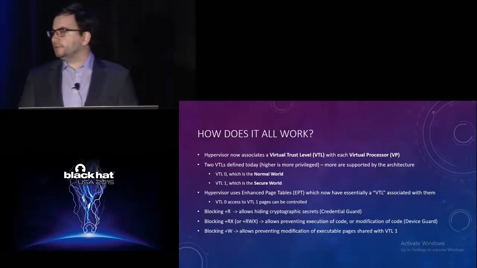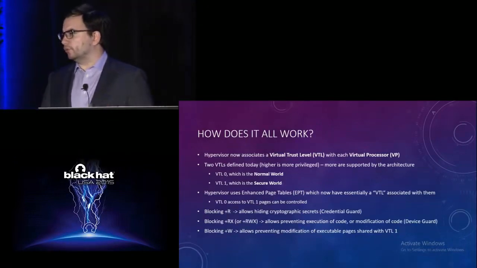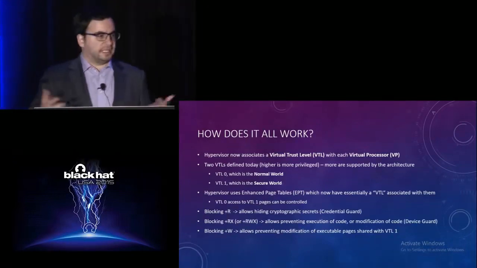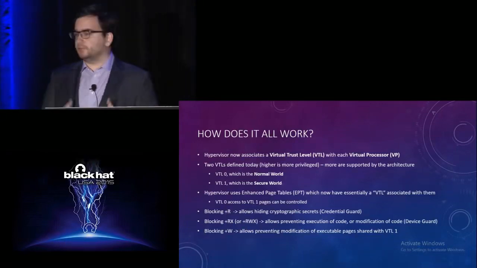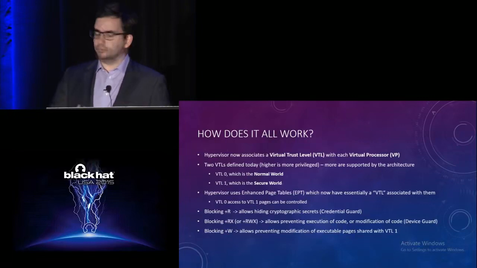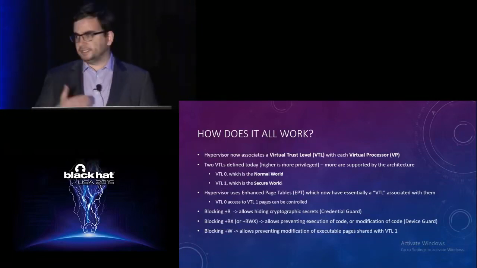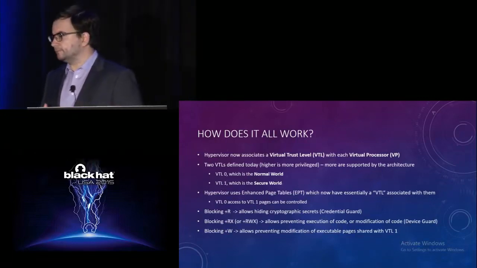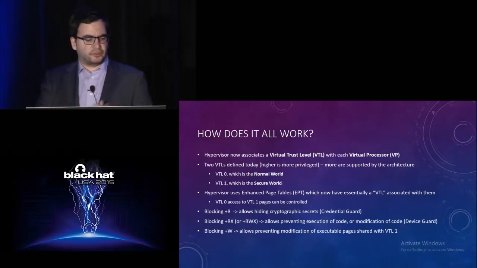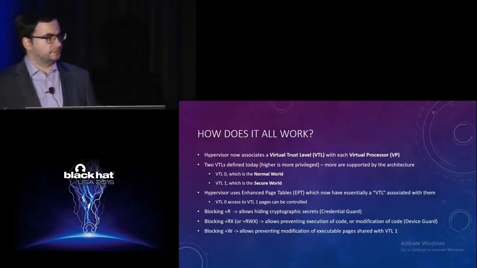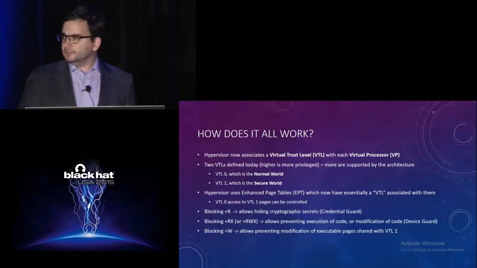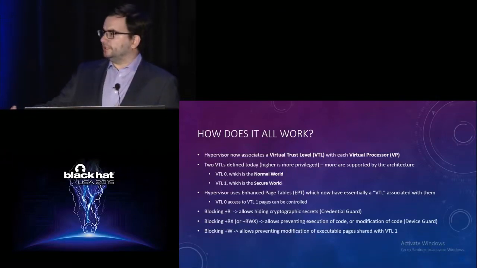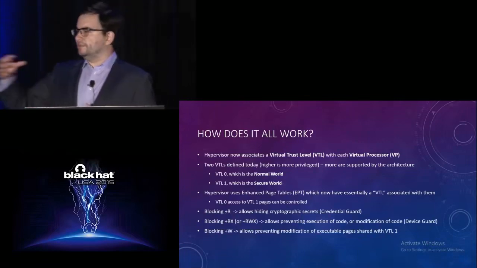So VTL 0 is what you can call normal world or normal mode. This is where standard code can execute. And VTL 1 is what you can call secure world or secure mode. It is a more privileged level above VTL 0, provided by the hypervisor. Now these VTLs are orthogonal to ring levels. So you can be ring 0, which is kernel mode, in VTL 0. That doesn't give you access over VTL 1 unless you're ring 0 in VTL 1 as well.